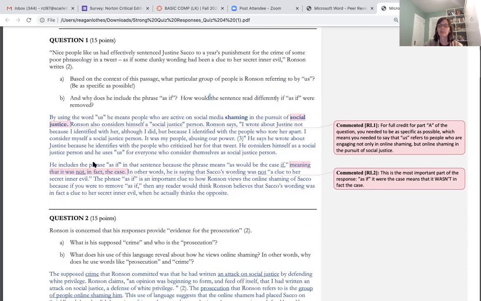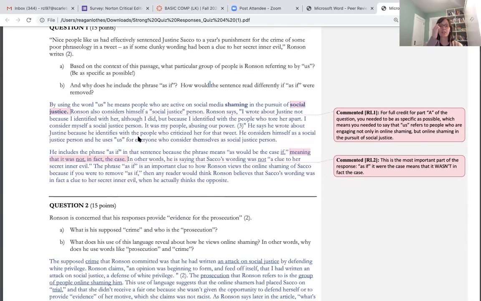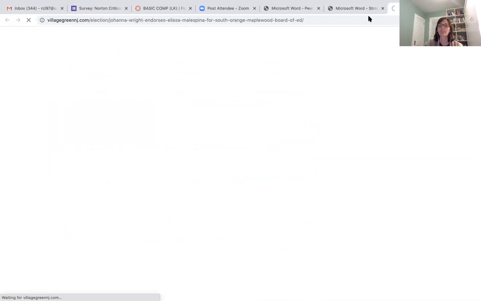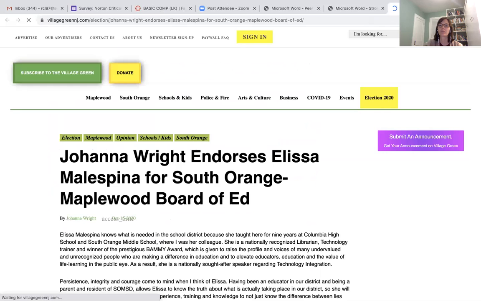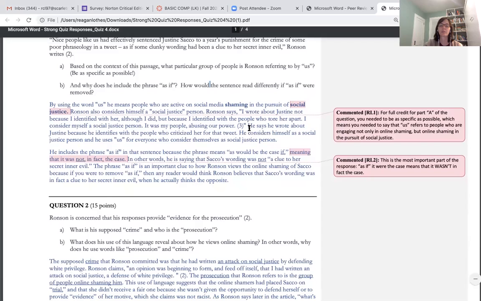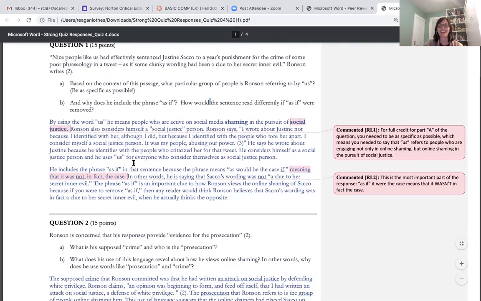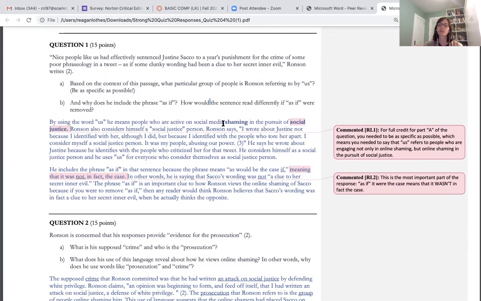and how would the sentence read differently if that phrase weren't there? Okay, so our sample response here: by using the word "us," he means people who are active on social media shaming in pursuit of social justice. Oh, that was not meant to be open. Thank you. Trying to get it out of the way. And so this was important. If you said social media users, you're on the right track, but that's too general.